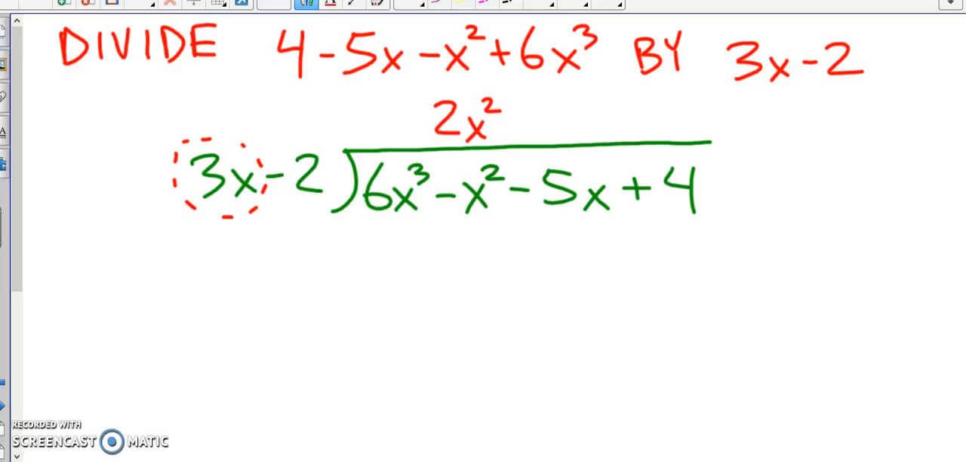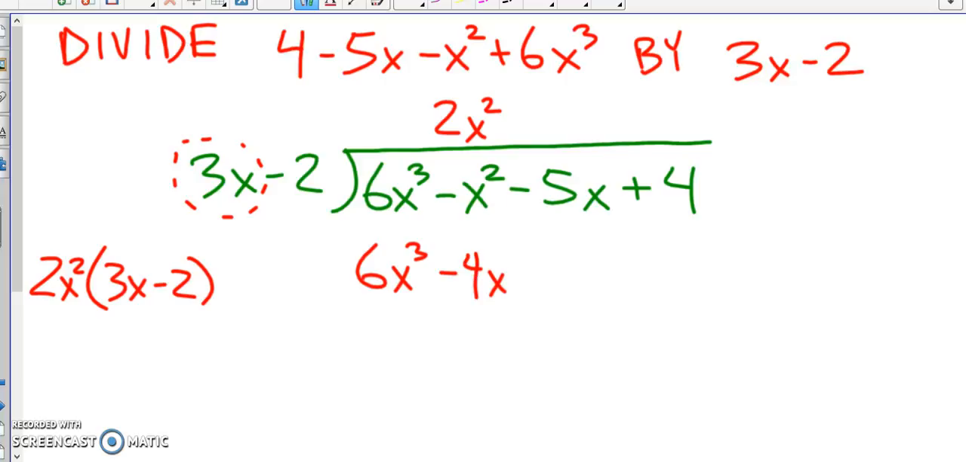Do you see how I'm lining that up with the x squared? Technically, you don't really have to do that, but it makes it look better. Then what happens? Yeah, you got to distribute it. So 2x squared times 3x minus 2. If it helps, write that out. If it doesn't, just do it. So anyway, that would be 6x cubed minus 4x squared.